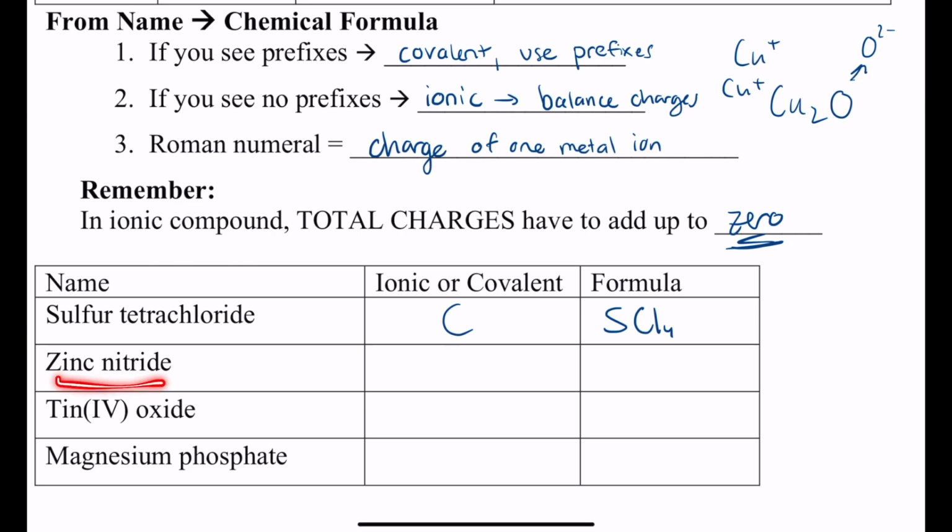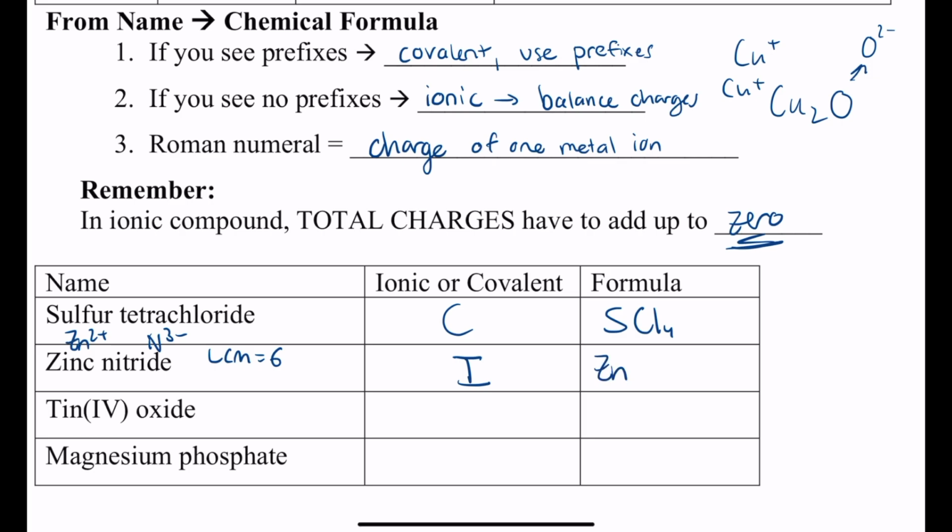Zinc nitride, no prefixes, so it seems ionic to me, which means you want to look at each chemical species here. A zinc ion will have a 2 plus charge always. A nitride ion will have a 3 minus charge because it's in group 5A. If you're trying to balance the charges here, you could think of the least common multiple of 6 between those charges of 2 and 3. Or you can swap and drop the charges.